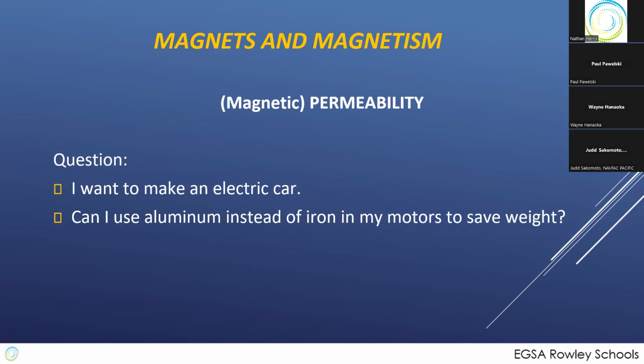Now, if I want to make an electric car, could I use aluminum instead of iron in the motors to save weight? You could actually make a motor that doesn't have any iron in it, but the problem is this: the retentivity is low in both the iron and the aluminum, but the permeability is so much higher in iron that the difference in permeability is greater than the difference in weight between aluminum and iron. So while you could make a really, really big motor that's all aluminum instead of iron, it would weigh more than the much smaller motor that you could make that had an iron core on it.